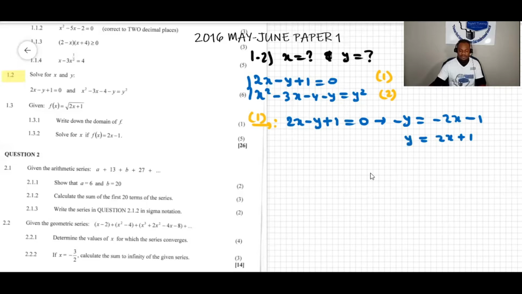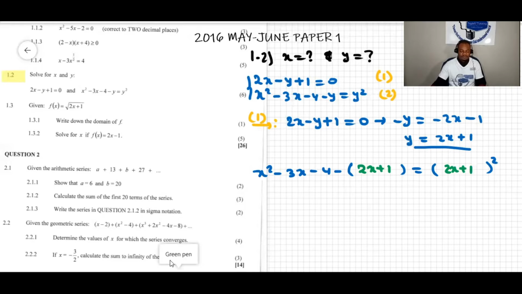Okay, we have the new equation. Now what I'm going to do is substitute the value of y that I got in this new equation 1 into equation 2. The equation 2, which is x squared minus 3x minus 4 minus y equal to y squared. Okay, so instead of writing y, I'm going to substitute the value of y, which is 2x plus 1, and then 2x plus 1. Then let's expand this.